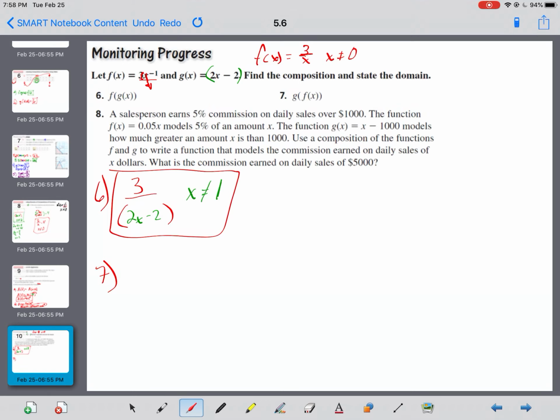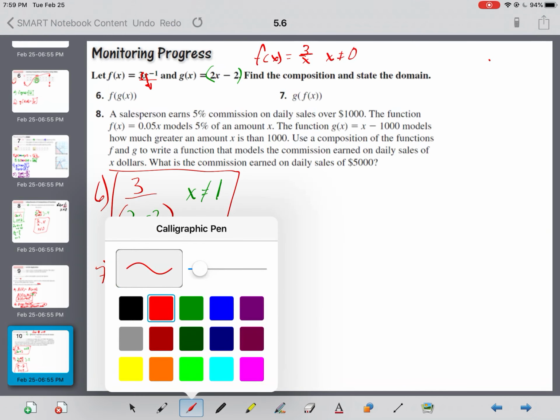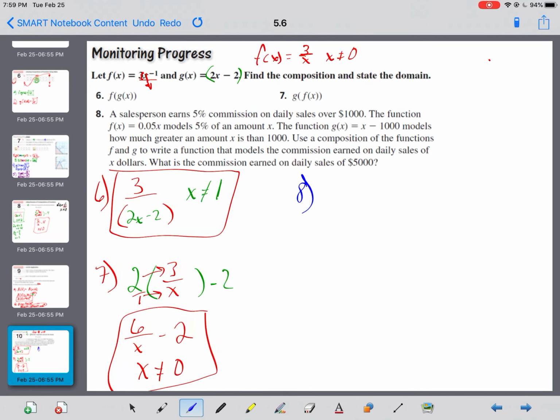Let's try 7. 7, we're going to take g, which is 2 times something minus 2. We're going to plug in f, which is 3 over x. 2 times 3 is 6 over x minus 2. There's nothing to mix there. We just have to state the domain that x can't be 0 because you can't have a 0 in the bottom. And then let's look at number 8.